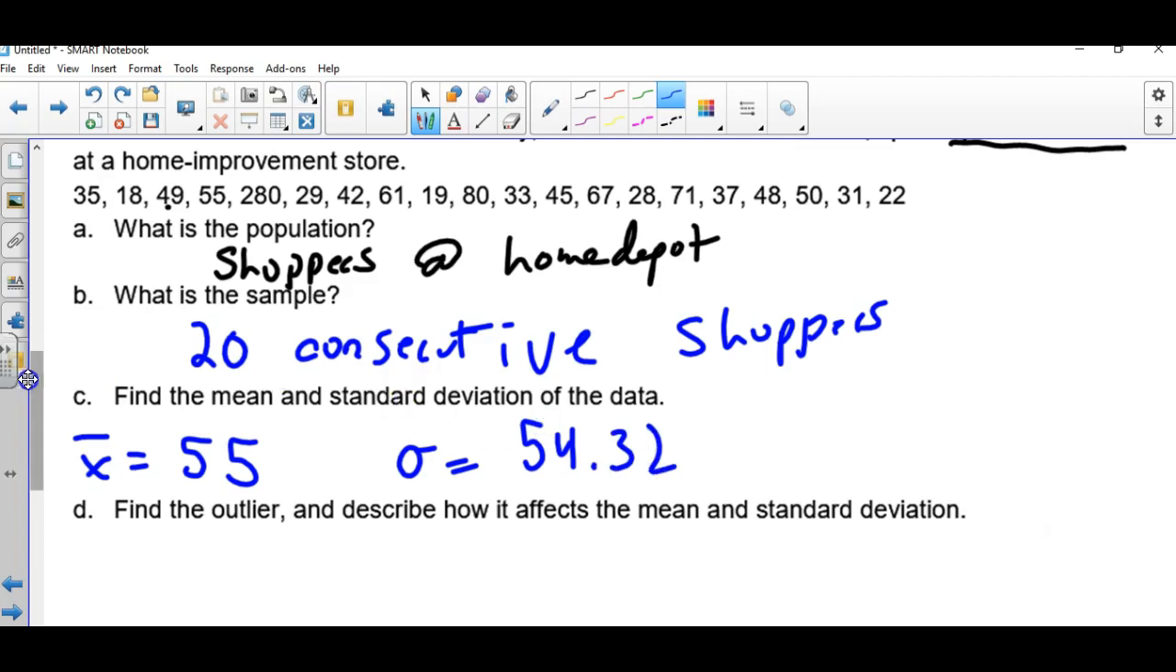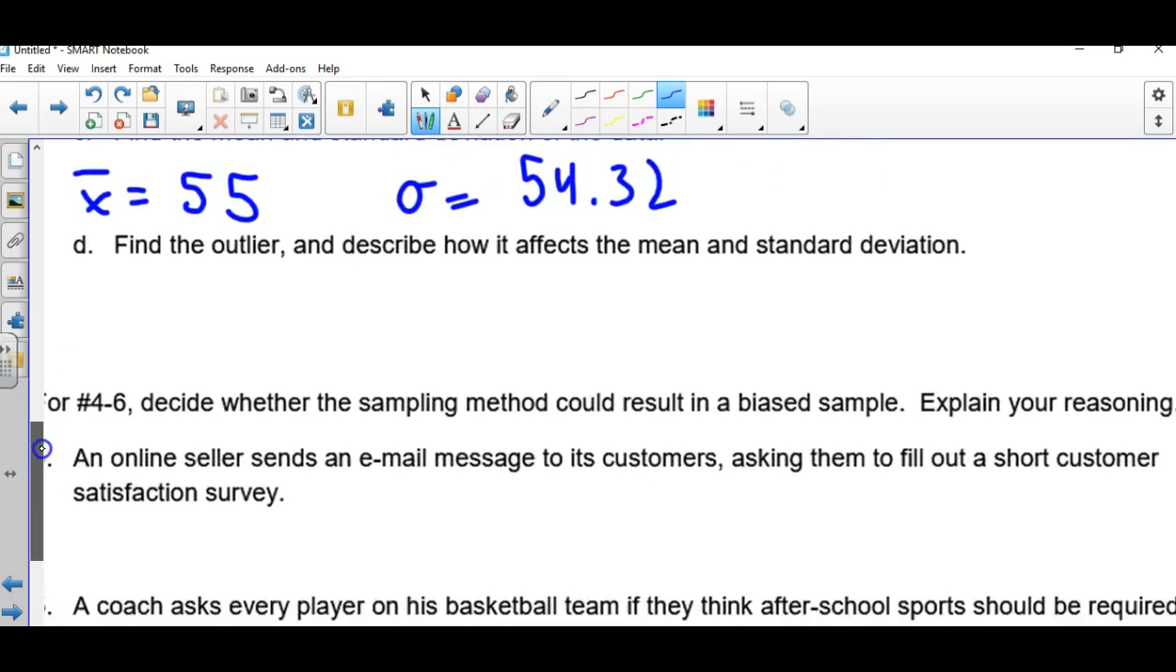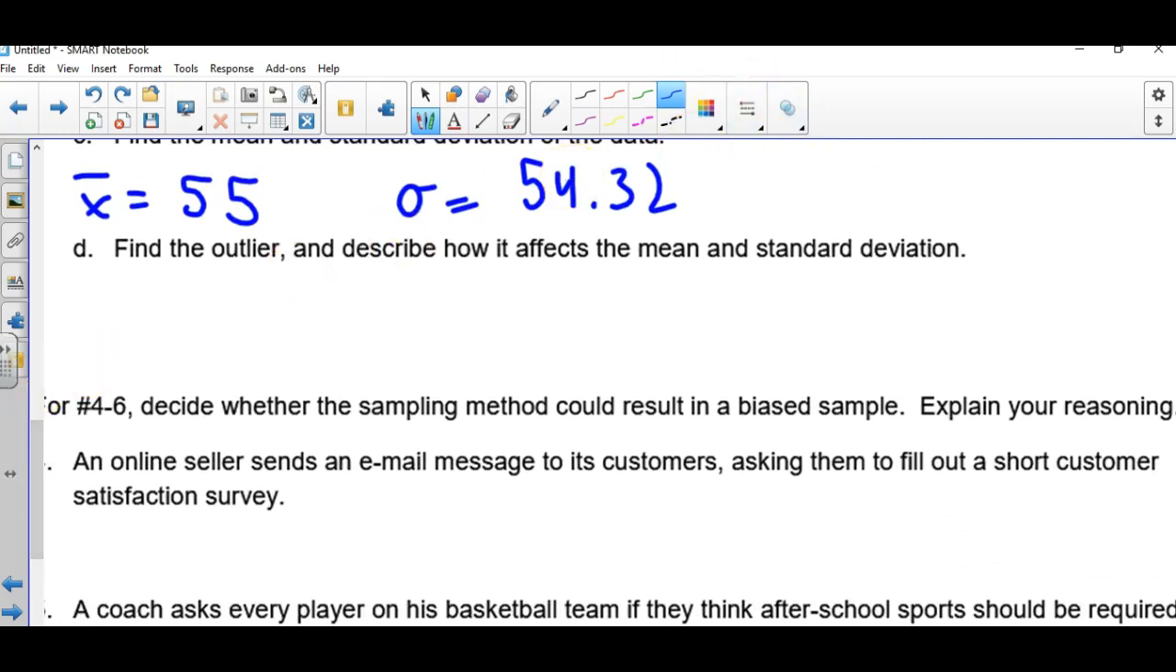Alrighty. So now part D is find the outlier. The thing to remember here is you want 3 standard deviations. So I'm going to do that out here. If I take the standard deviation and I find 3 standard deviations, it would be 3 times sigma, or in this case, 3 times 54.32. And that's going to give us 162.96.